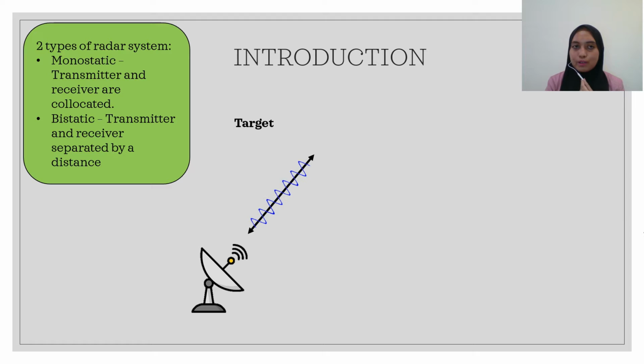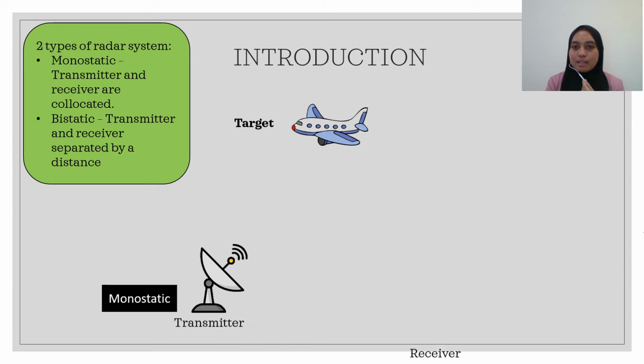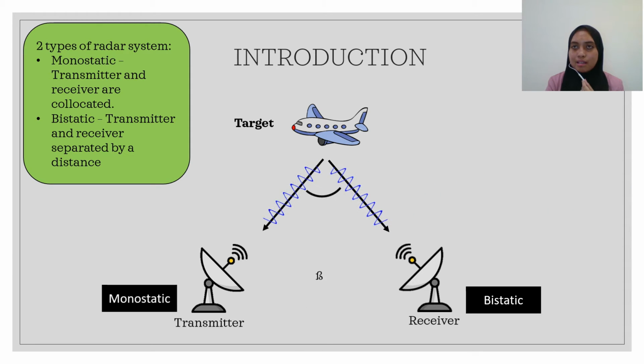First of all, for introduction, there are two types of radar system, which are monostatic and bistatic radar. For monostatic radar, the transmitter and the receiver are located at the same place, while for bistatic radar, the transmitter and the receiver are separated by a distance comparable to the expected target distance.